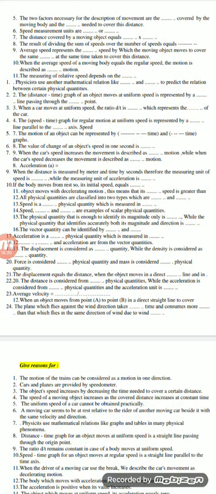Number 4. The speed-time graph for regular motion at uniform speed is represented by a line parallel to the x-axis, or the time axis. It gives me a straight line parallel to the time axis, or the x-axis.